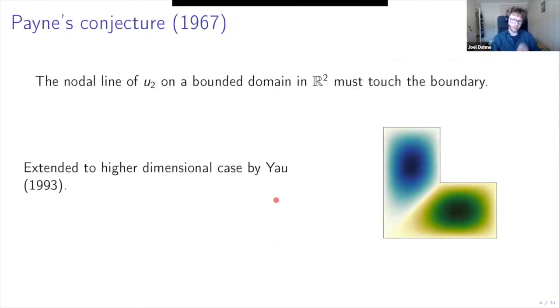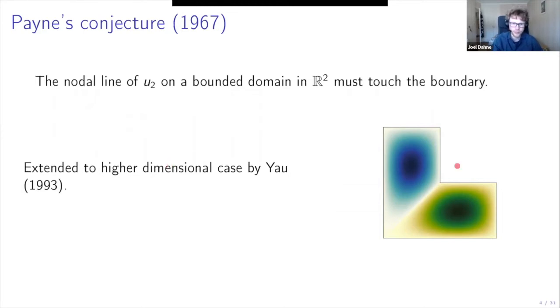So let's get started with what it is we are dealing with. What's Payne's conjecture? It's a conjecture from 1967, and it's very easy to state. It just says that the nodal line of the second eigenfunction, U2, on a bounded domain in R2 must touch the boundary. Remember that the nodal line is the zero set of the eigenfunction. It's known that this nodal line will indeed be a line, and the conjecture says that this nodal line must touch the boundary at least once, usually twice.